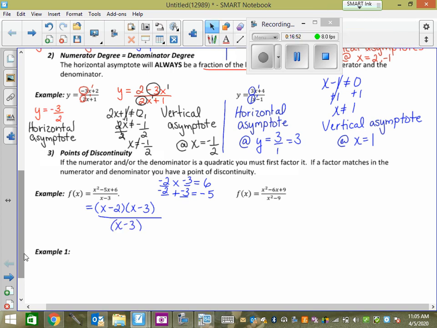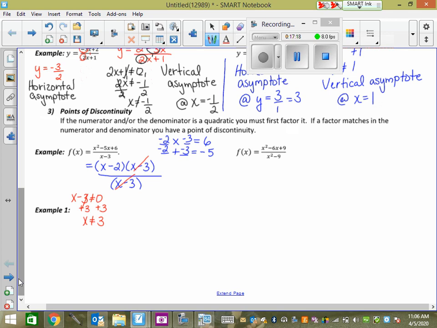The moment the two factors cancel off, that's going to be an open dot on your graph, a point of discontinuity. Okay? So the x minus 3's cancel. So I have x minus 3 cannot equal 0. So I add my 3. So x cannot equal 3. This is true, but this is no longer a vertical asymptote, because it cancels on both the top and the bottom, it's actually a point of discontinuity. If it didn't cancel, it would be a vertical asymptote.